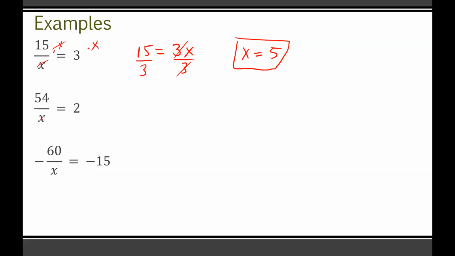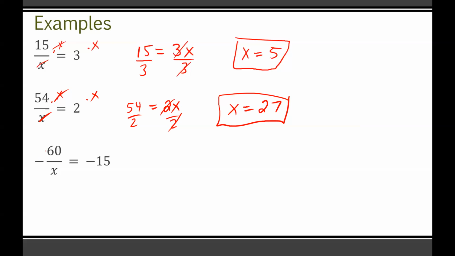All right, anyway, this next one, let's times by x on both sides. And that crosses, of course, x out on this side here. So this leaves us with 54 equals 2x. And what do you know? We just got to divide by 2 now on both sides. Boom, boom. And we're left with x equals 54 divided by 2, which is 27.